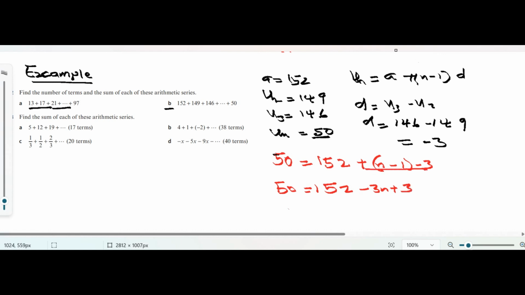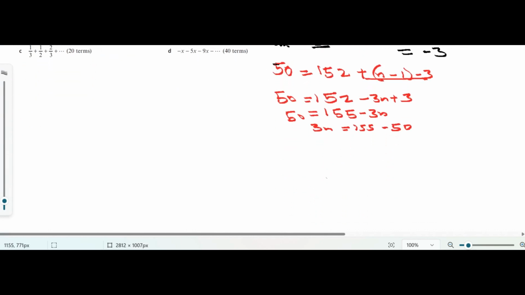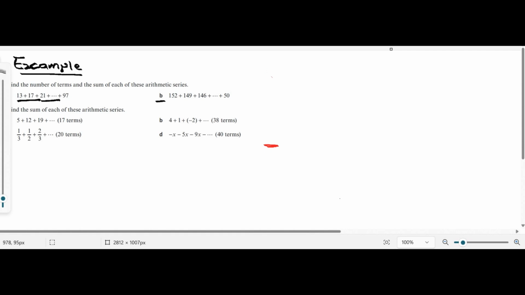I expanded this. So when I add this to this, I have 155 minus 3n is equal to 50. If I collect like terms, 3n is 155 minus 50. And I think you are following. 3n is equal to, when you take away this, it will be 105. Yes, 105.